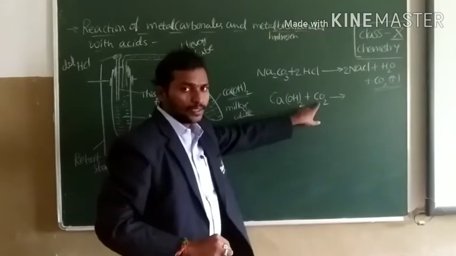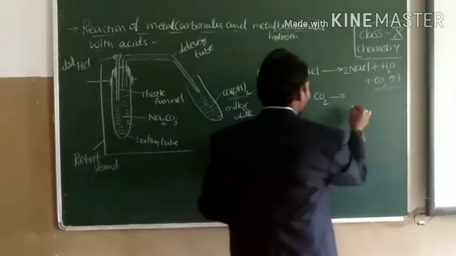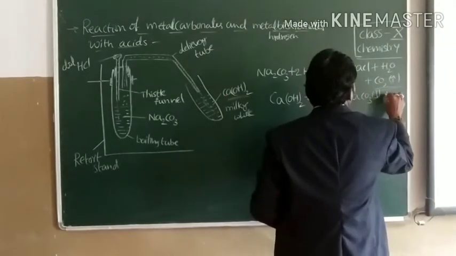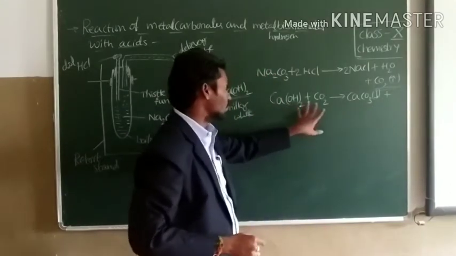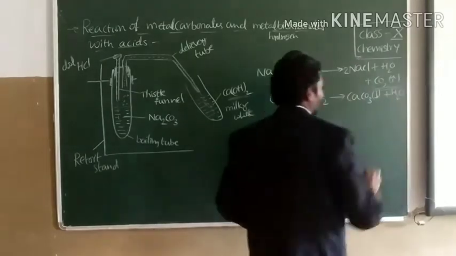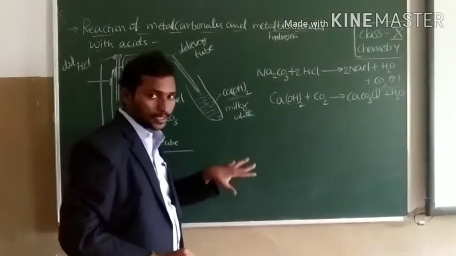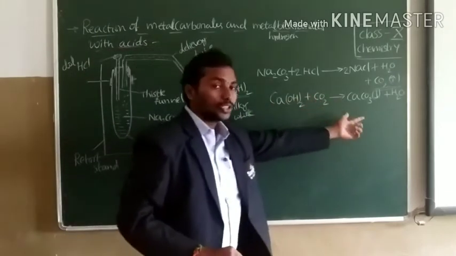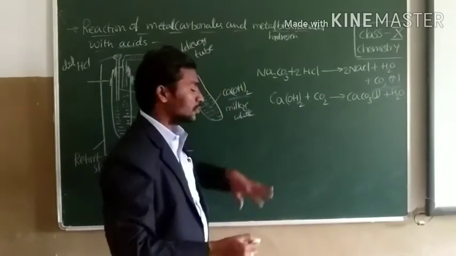Evolved carbon dioxide reacts with calcium hydroxide, that is lime water, which forms calcium carbonate, CaCO3, which is a precipitate. Here the downward arrow indicates precipitate. CaCO3 plus H2O, water. So this lime water turns milky white. This is because the reaction between lime water and carbon dioxide forms calcium carbonate, that is a precipitate. That's why this lime water turns milky white.